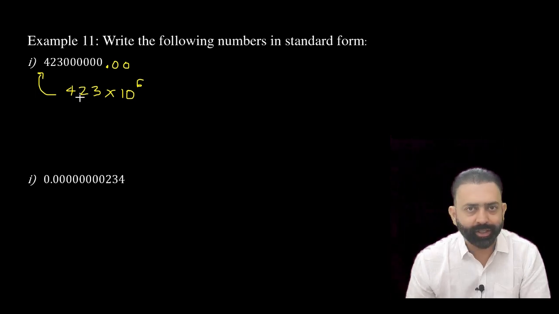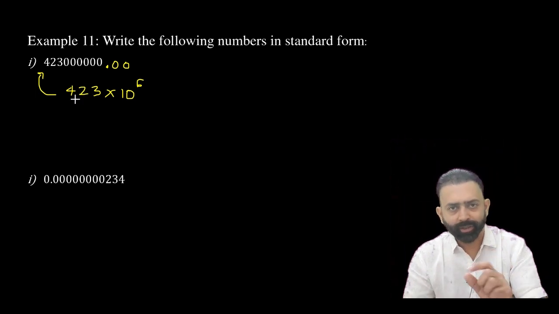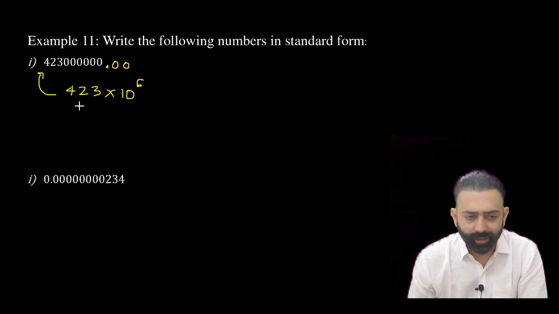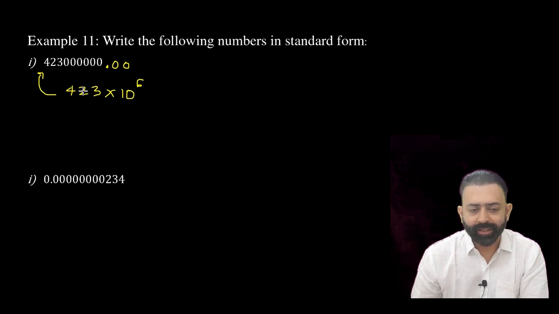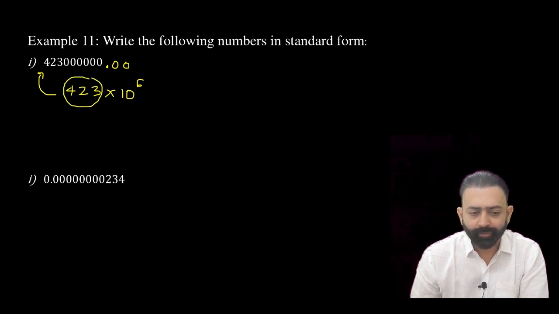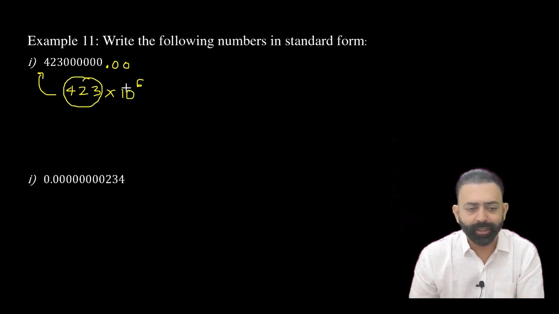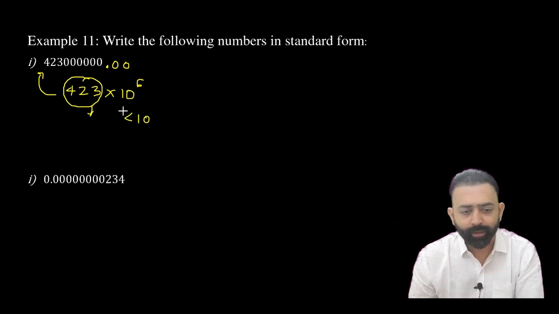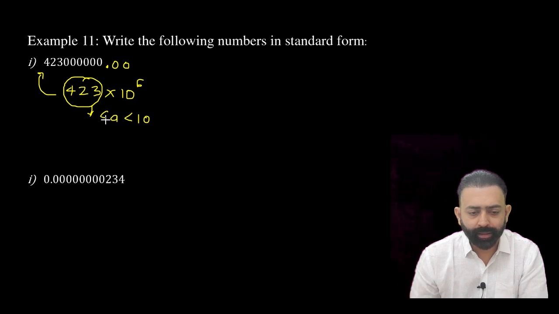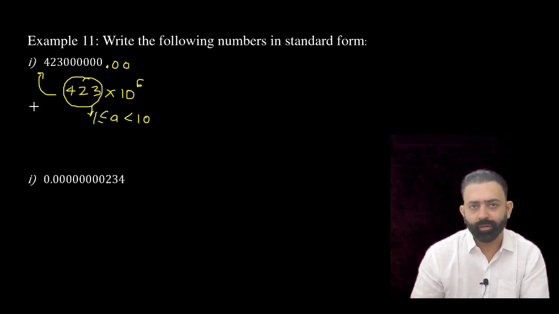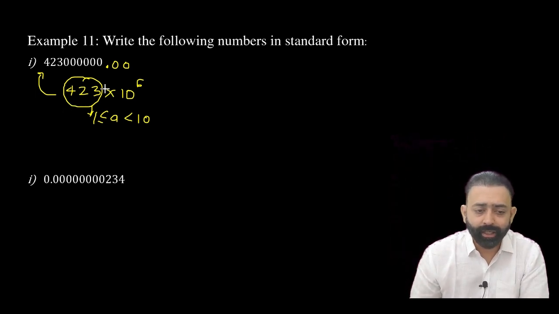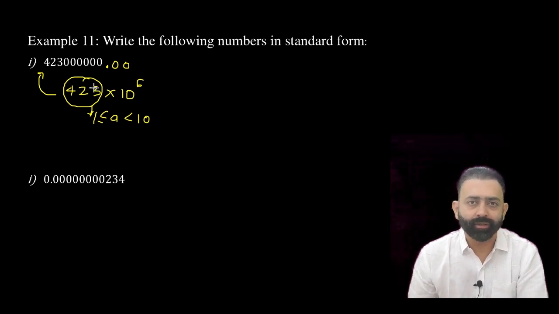But this is not in the standard form, though you have reduced the size of the number. The condition says that whatever you multiply with 10 raised to some exponent should be less than 10, not equal to 10, and greater than or equal to 1. Since this is 423, obviously it is greater than 10, so I need to reduce this to a single digit, meaning we need to write 4.23.